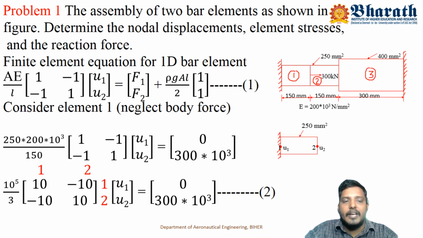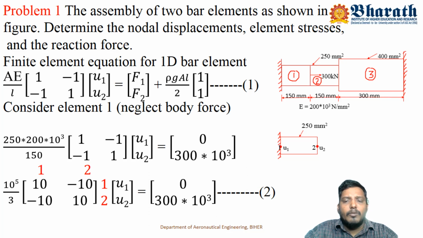That means AE by L [1 -1; -1 1] {U1, U2}. That indicates the first nodal element consists of 2 nodes. Then the respective nodal displacements U1, U2 equal the geometric force condition F1, F2 plus rho g AL by 2 [1; 1]. In this case, the body force is not specified. It means the density of the material is not given. Therefore, we neglect the body force term.